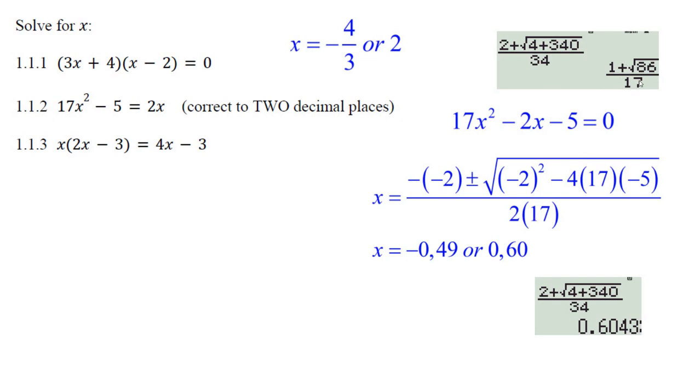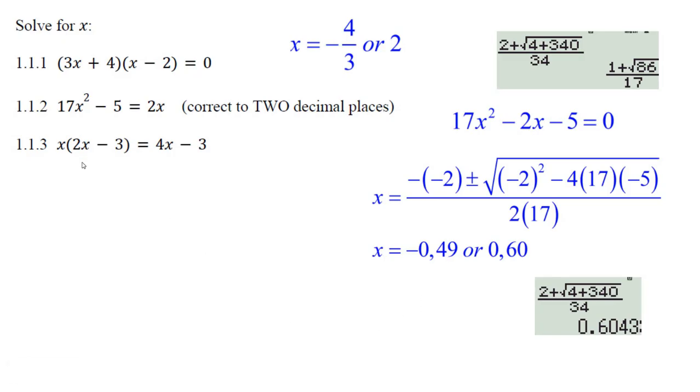If you press equals, it'll give you this in surd form, and if you press the SD button, you get the decimal that they like, 0.60 to the nearest hundredth. If you go back and change that to a minus and press the decimal button, you'll get negative 0.49 rounded off. Well, there's that one.